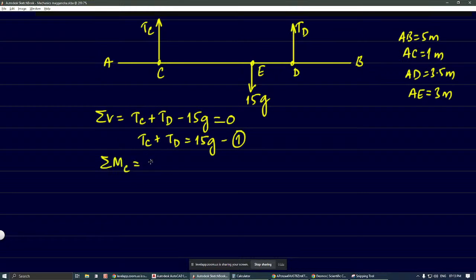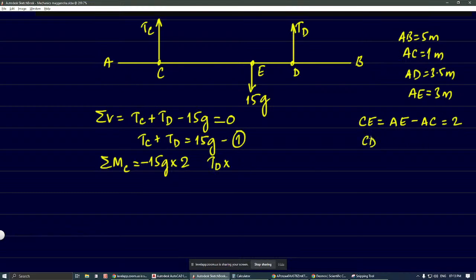So first 15g into this distance. The distance is CE. CE can be written as AE minus AC. AE value is 3, 3 minus 1 is 2. So CE is 2. And this is acting in clockwise direction, so minus. The next is TD times CD distance.